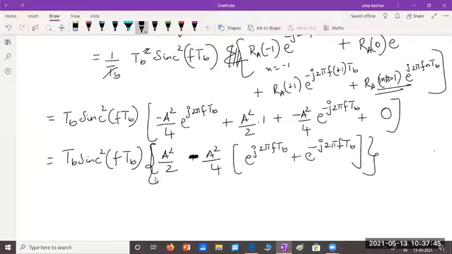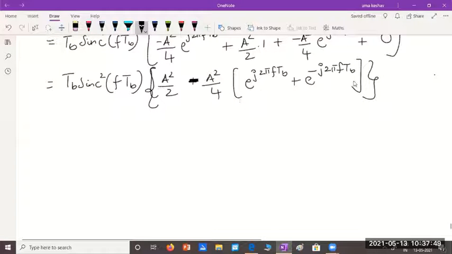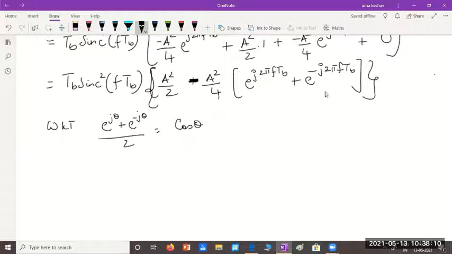Any idea what I can write this as? What is e power j theta plus e power minus j theta by 2? This is equivalent of which function? Cos theta. So I can substitute for this. e power j2 pi ftb plus e power minus j2 pi ftb can be written as 2 cos 2 pi ftb. Here theta value is 2 pi ftb, and since I don't have divided by 2, if I take it to the other side, it becomes 2 cos theta, right?